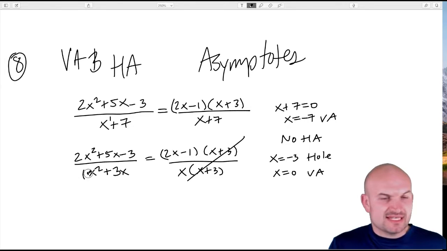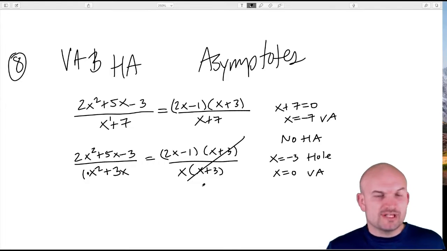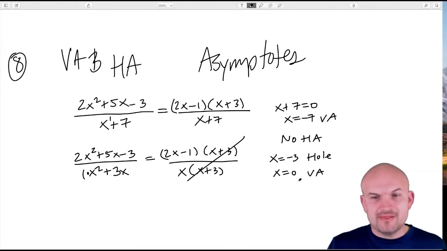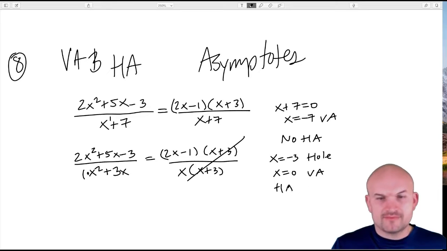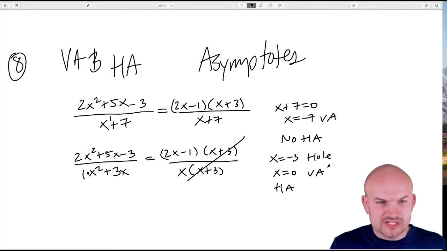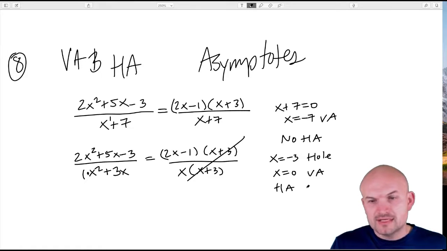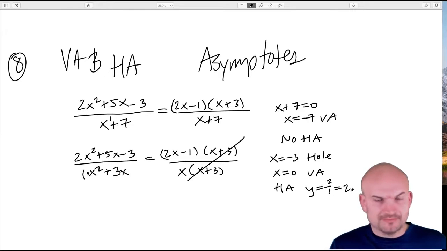The other thing that's interesting is that the degree in the numerator and denominator are the same. So when the degrees in the numerator and denominator are the same, then my horizontal asymptote is going to be the leading coefficient 2 of the numerator over the leading coefficient 1 of the denominator. So that's going to be y equals 2 over 1, which is just 2.